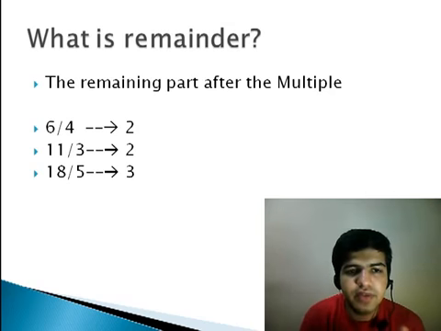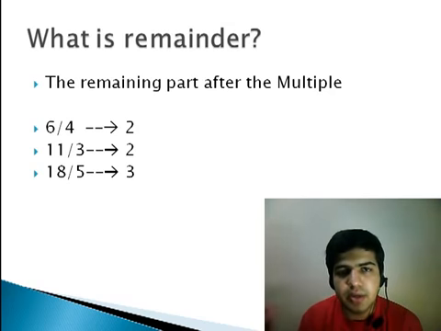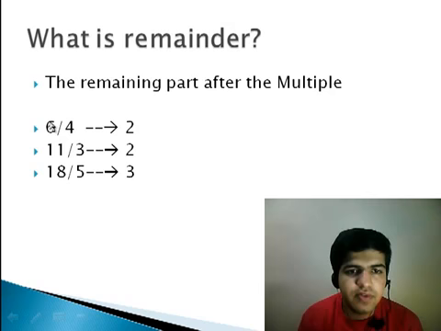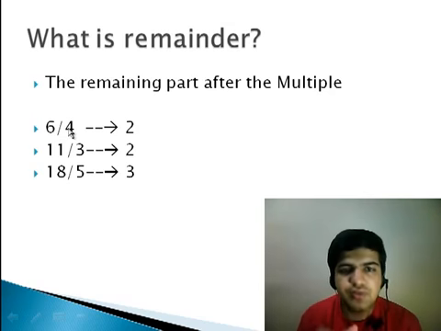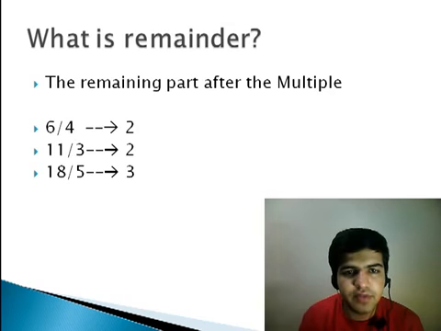Remainder, you know, is what is left when you divide one number by another, after the multiple. For example, here we have 6 divided by 4. So 4 is a multiple of 4, and after the multiple, whatever part is remaining from 4 to 6, that is called the remainder. So 2 is the remainder in the first case.